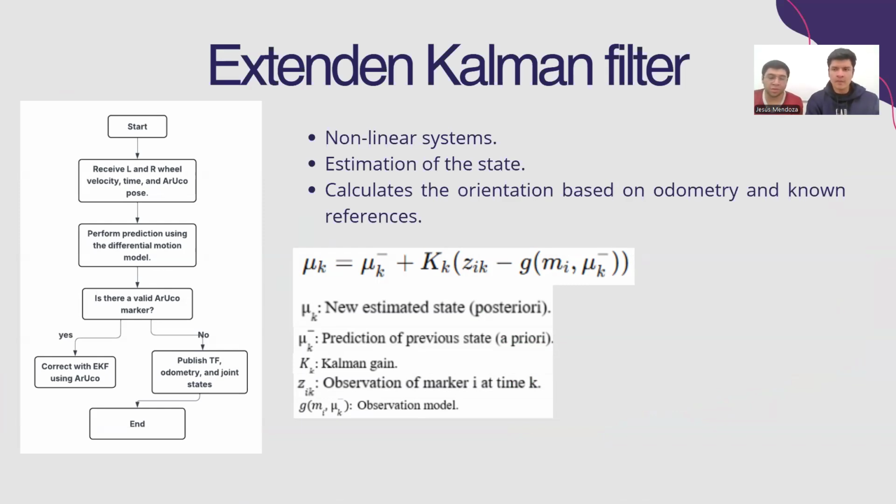And we can see the equation of the new estimated state that uses the prediction of the previous state, the Kalman gain, and the observation of any marker at any time, and the observation model.